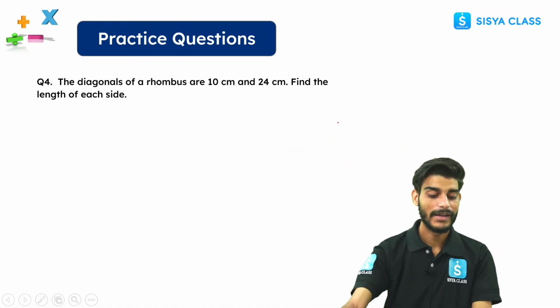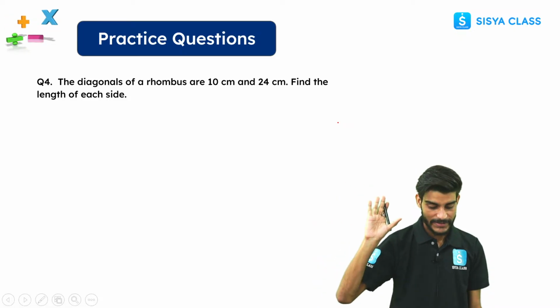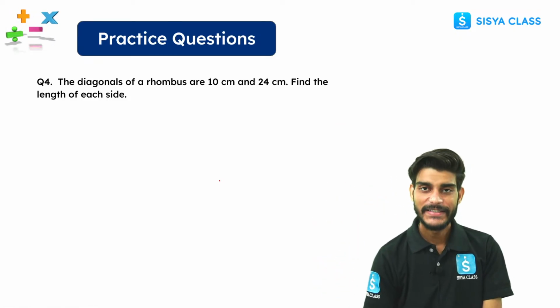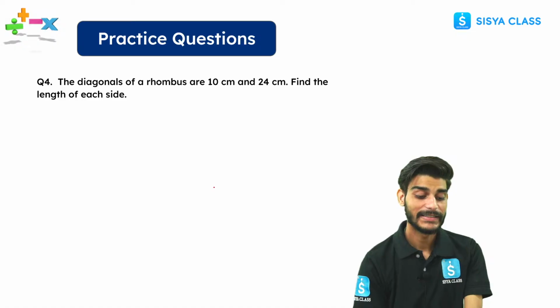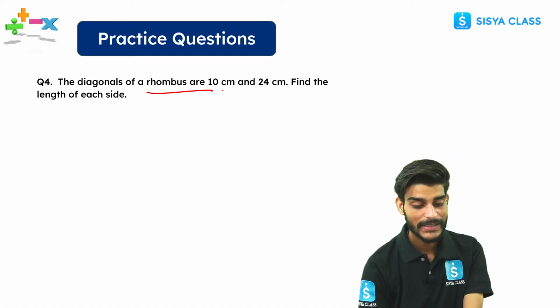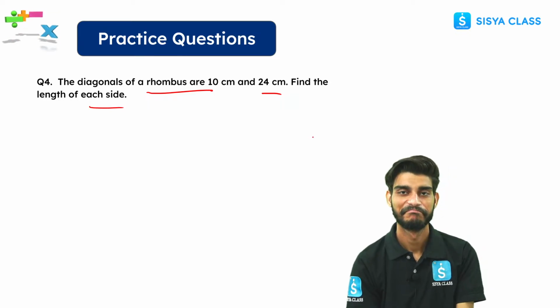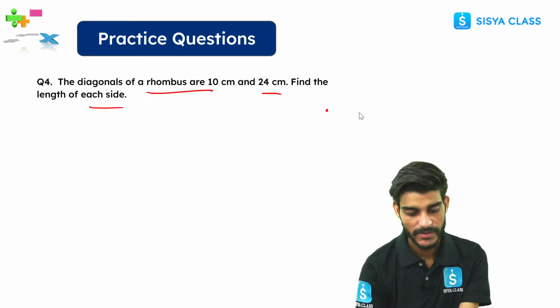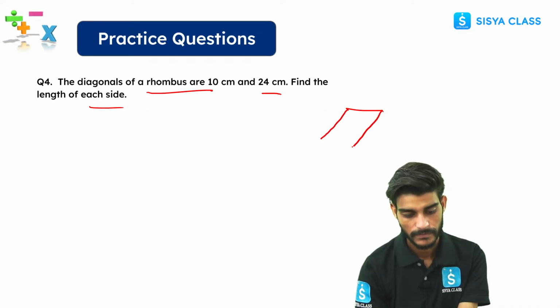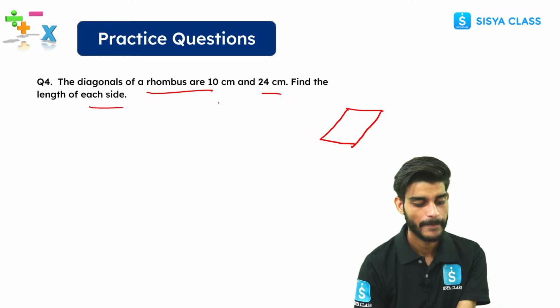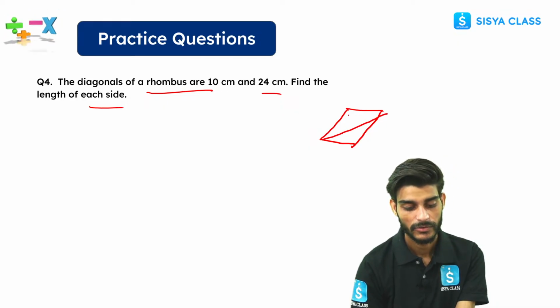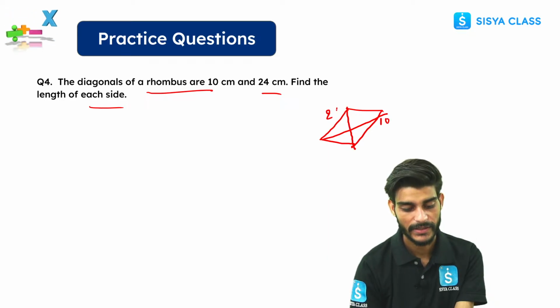Now I'll solve the last question for today, and I think it is easy. The diagonals of a rhombus are 10 centimeter and 24 centimeter. Find the length of each side. We have a rhombus. Now the diagonals are 10 centimeter and 24 centimeter. So this is 10 and this is 24.